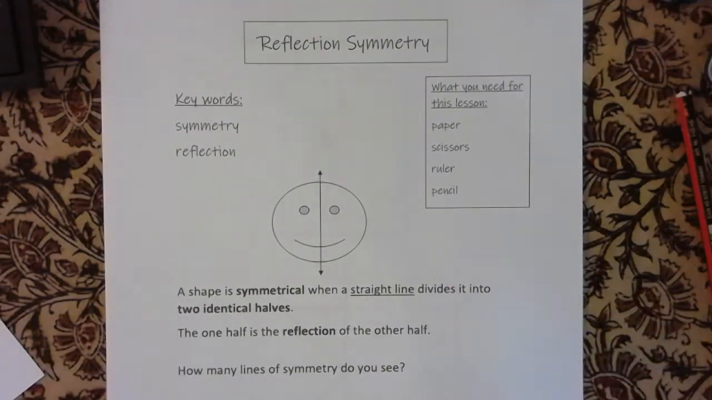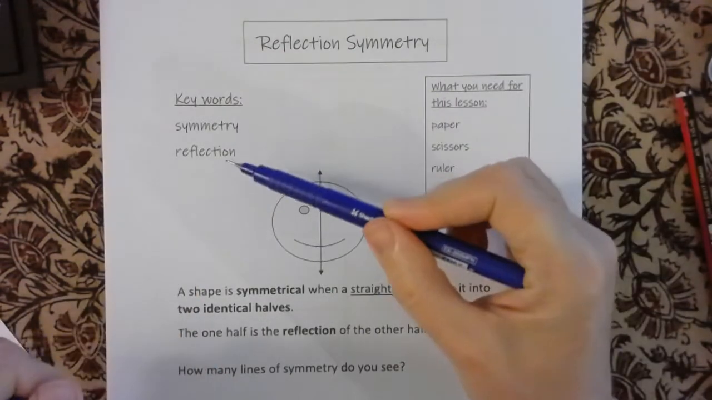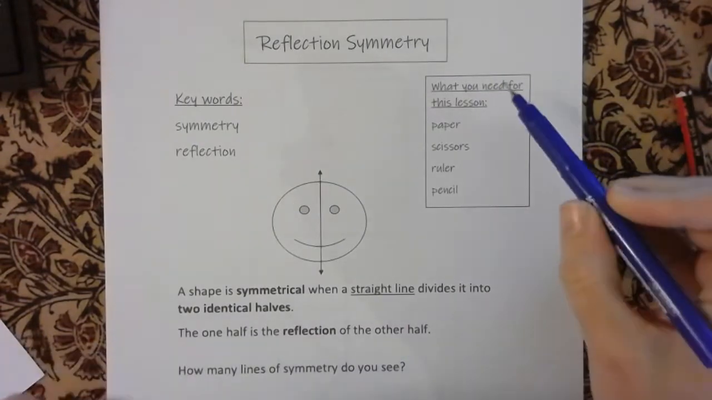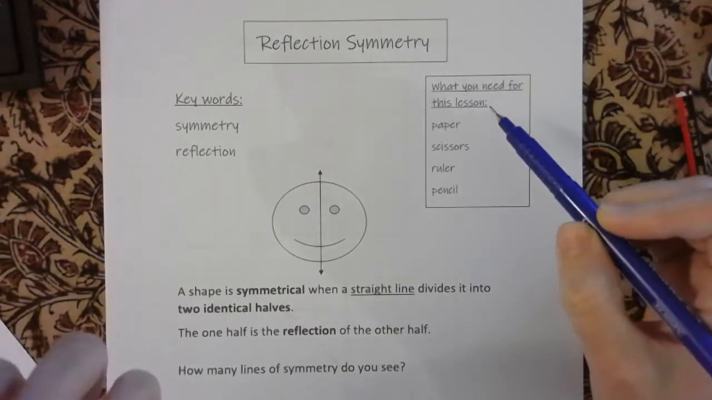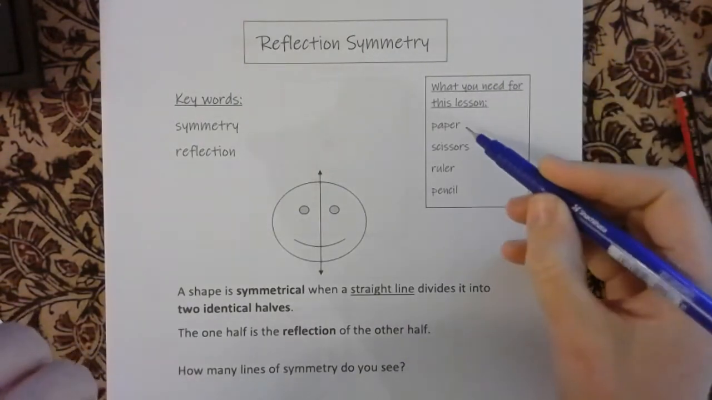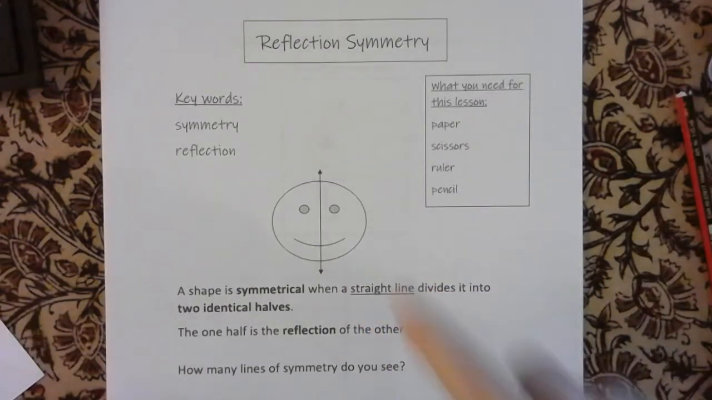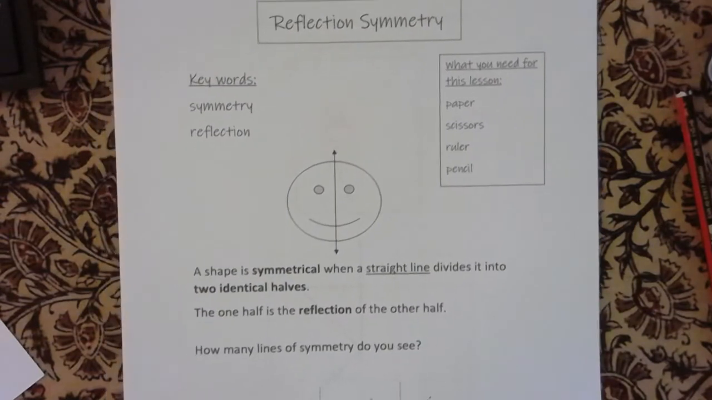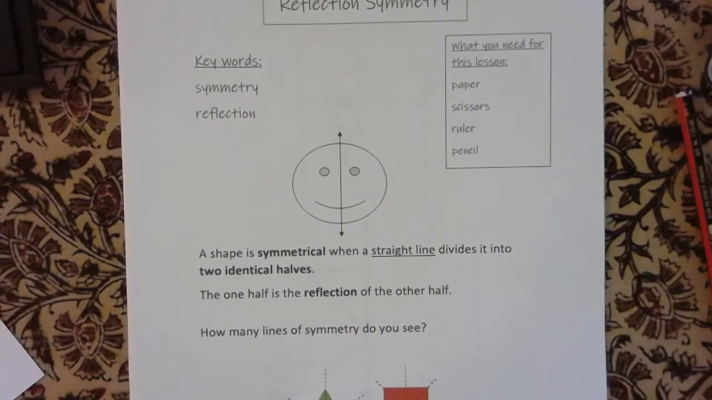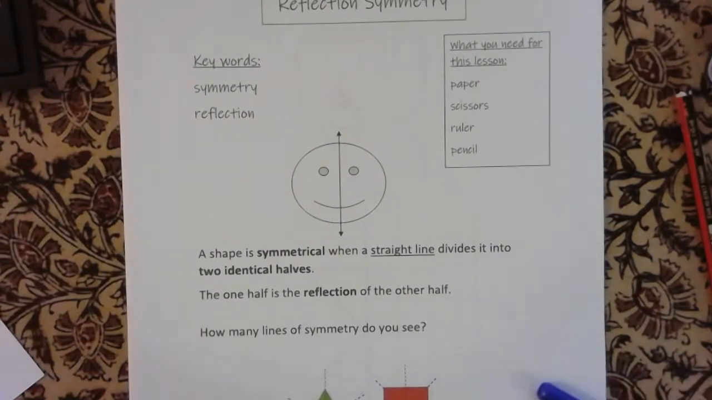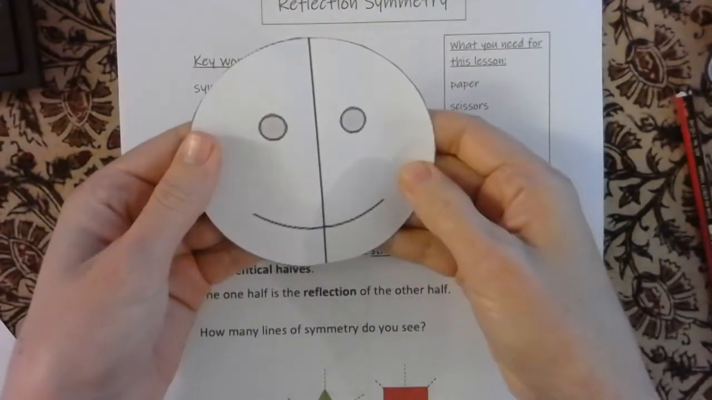Our lesson today will be about reflection symmetry. So I've listed a few keywords for the children, and that's symmetry and reflection. I've just made a note here for what you need for this lesson: paper, scissors, ruler, and a pencil. Okay, so you will see the first diagram or picture that shows you reflection symmetry. I've cut it out, so there you've got your face.